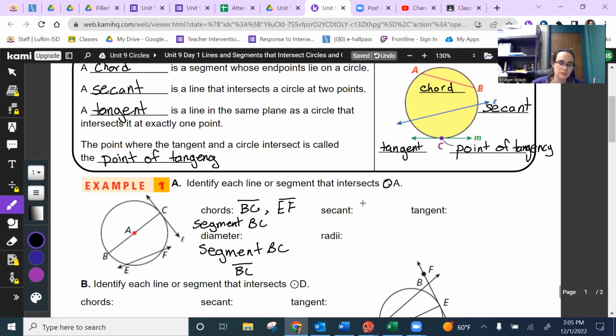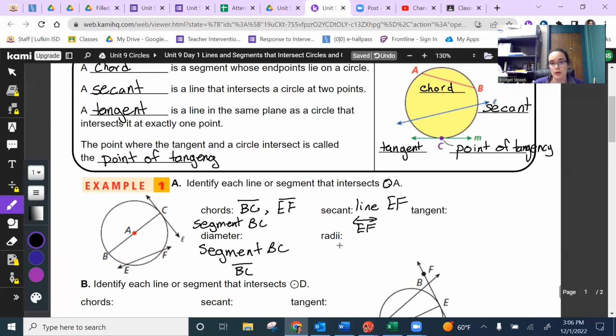And then we're looking for a secant. A secant is a line that goes through the circle. So that would be line EF. If you're doing this on a computer, you do need to write the word line. If you are just handwriting it, you can use the symbol for line instead.